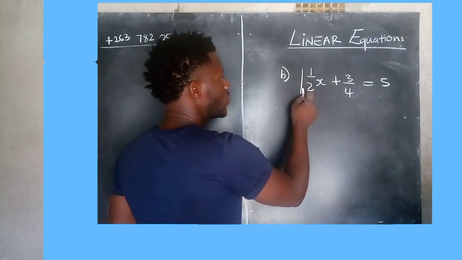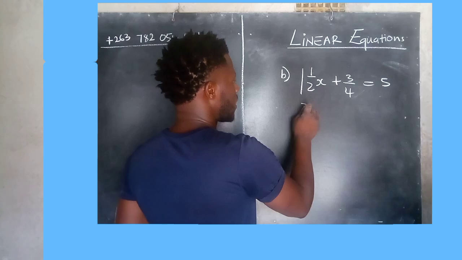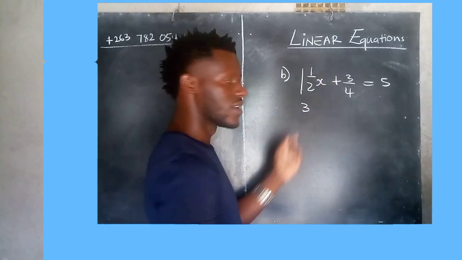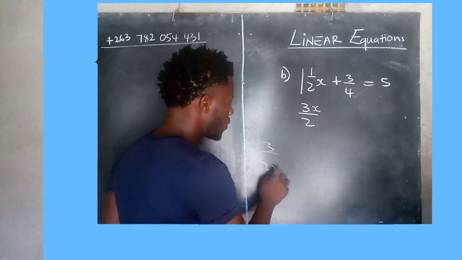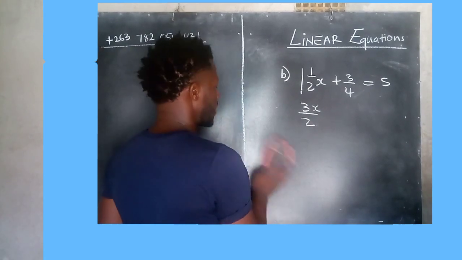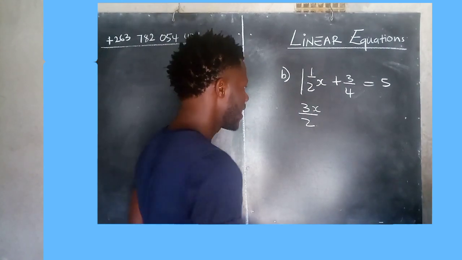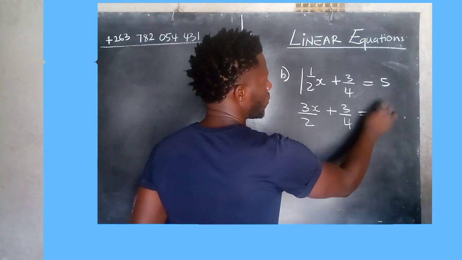2 times 1, plus 1, we get 3. Always remember, the numerator takes the unknown: 3x over 2, instead of 3 over 2x. This one will be incorrect. So the unknown is always given to the numerator. Now we have 3x over 2 plus 3 over 4 is equal to 5.